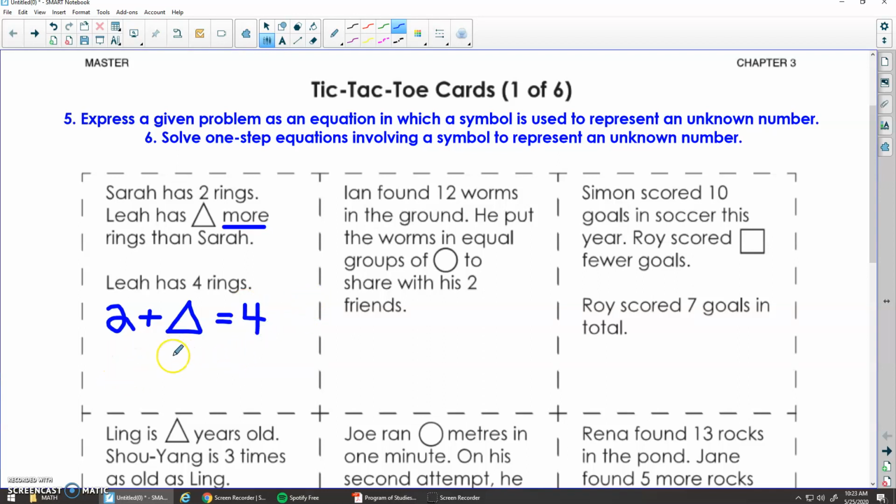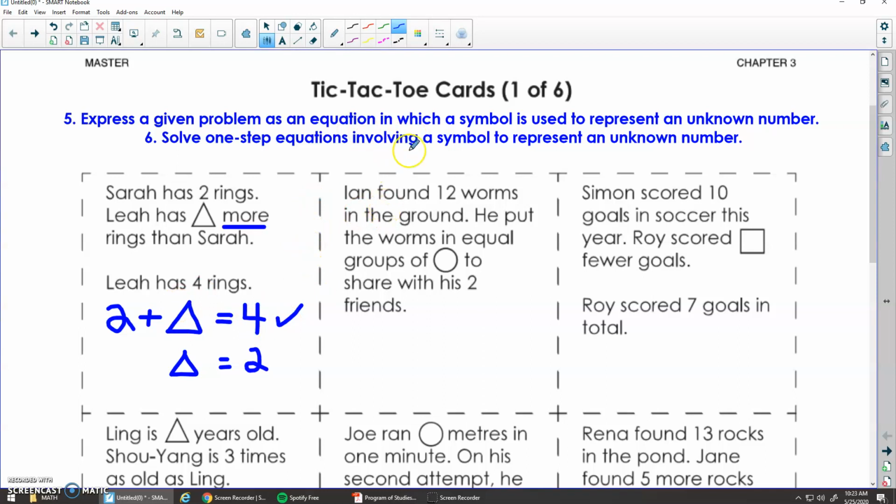Now, it asks you to stop here. So Sarah has 2 rings, Leah has triangle more rings than Sarah, and Leah has 4 rings. So clearly, the triangle is going to be equal to 2. If we wanted to go one step further, we could say triangle equals 2. But for now, this is all we need. We're expressing a problem as an equation in which a symbol is used.